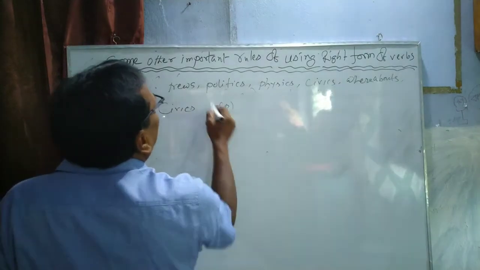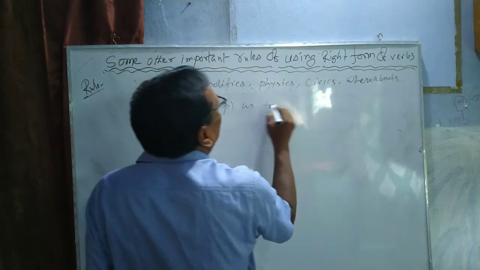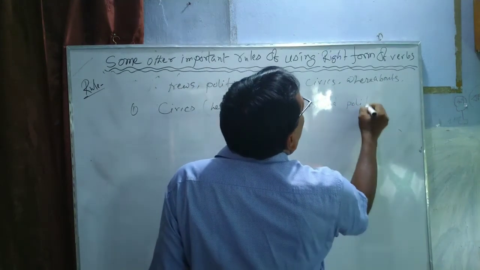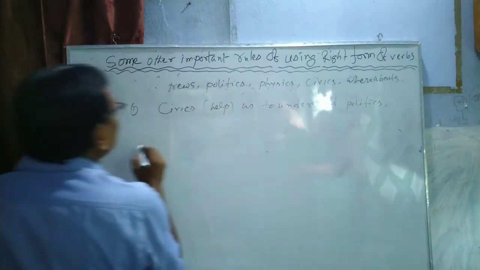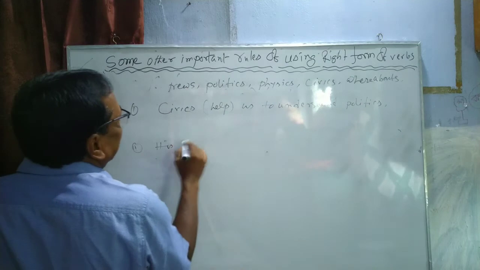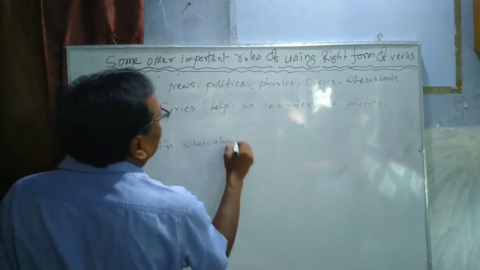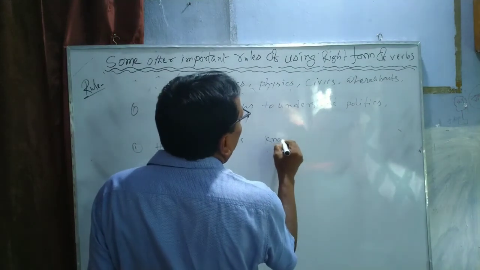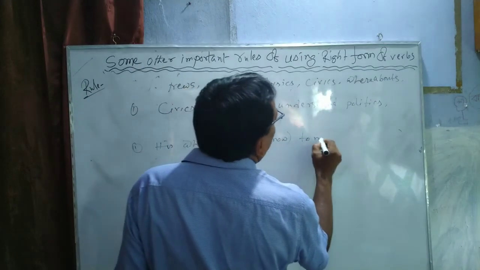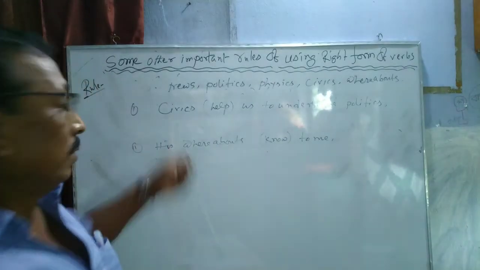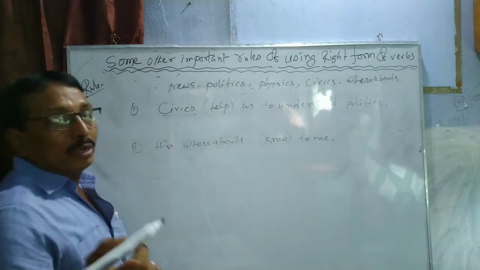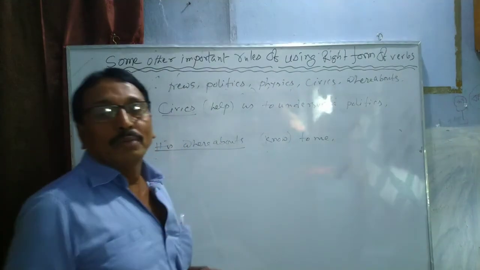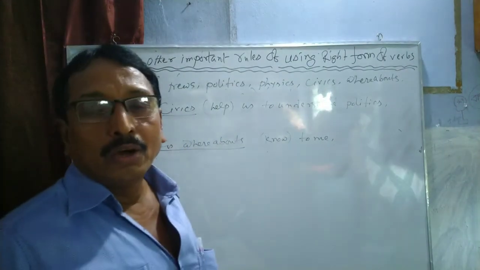Civics help us to understand politics. His whereabouts known to me. You see, civics seems to be plural, but practically it's a subject, singular. His whereabouts seems to be plural, but whereabouts means place or location.